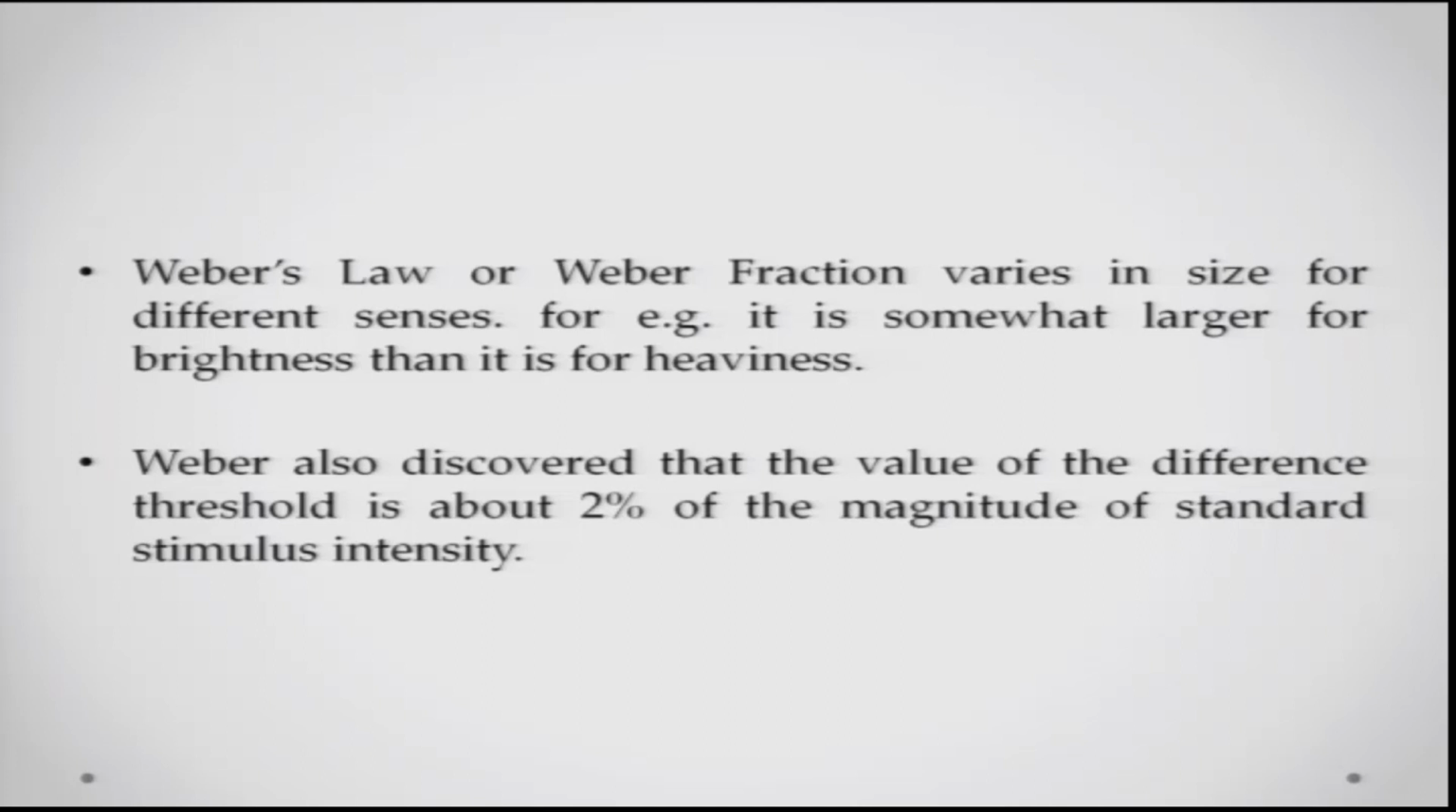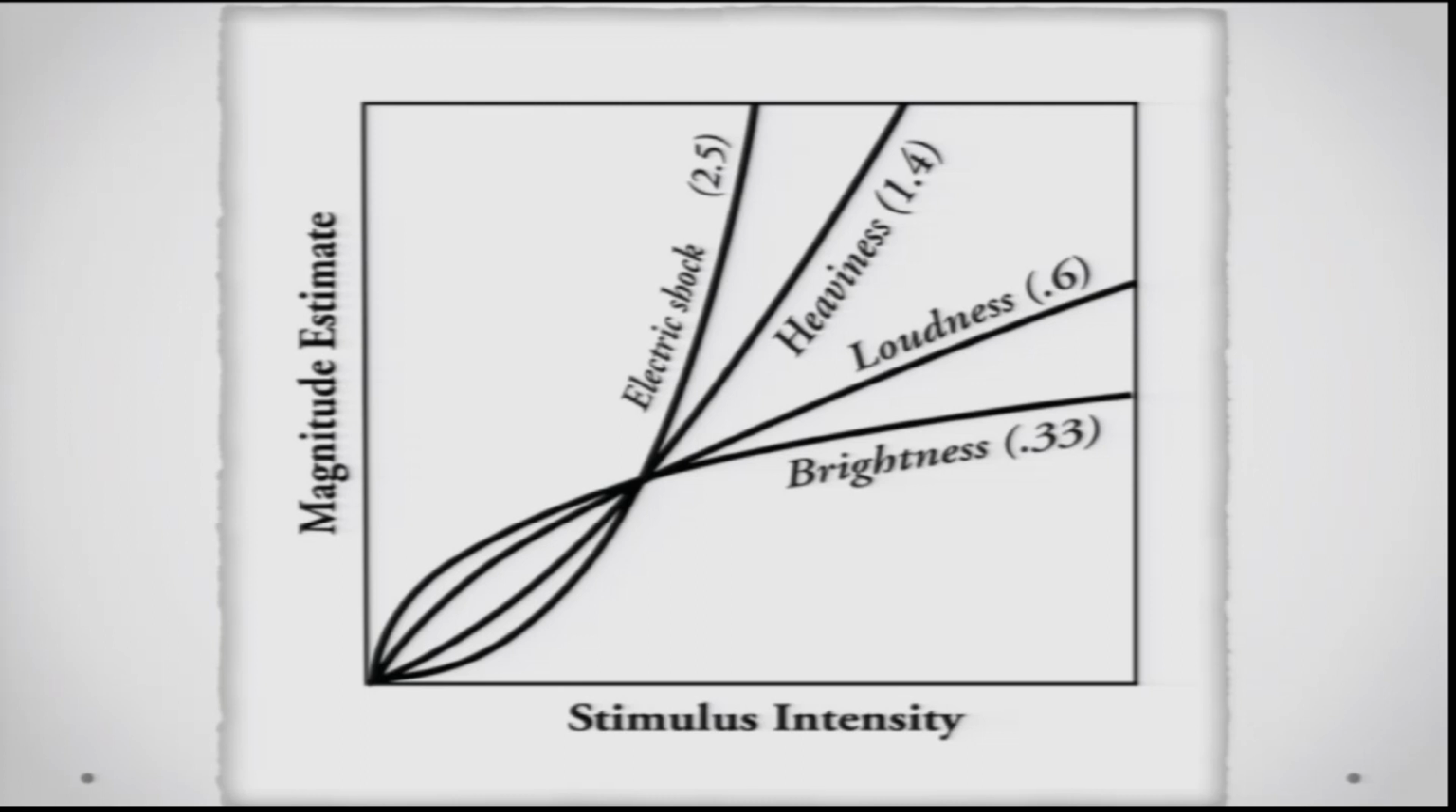Here you can see the difference thresholds for different sensory modalities. For an electric shock, the difference threshold is slightly higher. For heaviness, it is around 1.4. For loudness, it is just 0.6. So you can see how this differentiates across different sensory modalities.